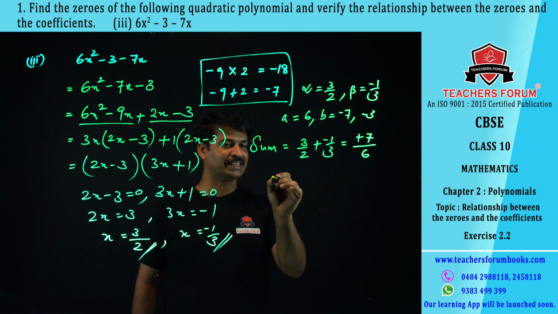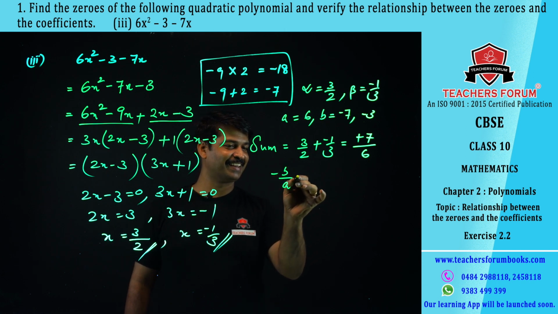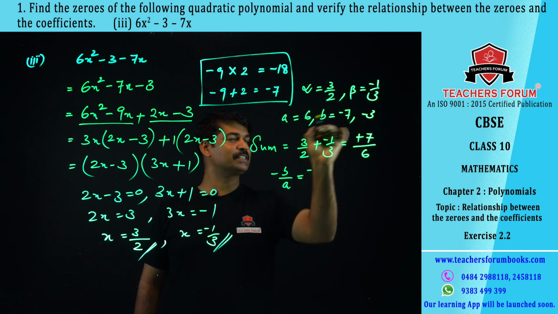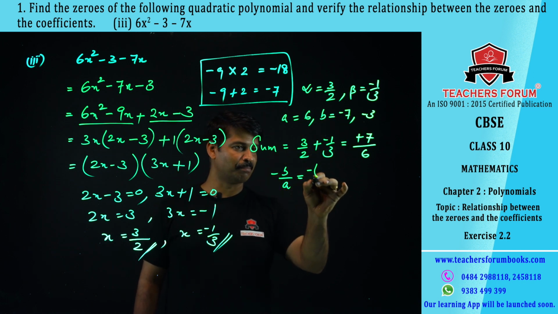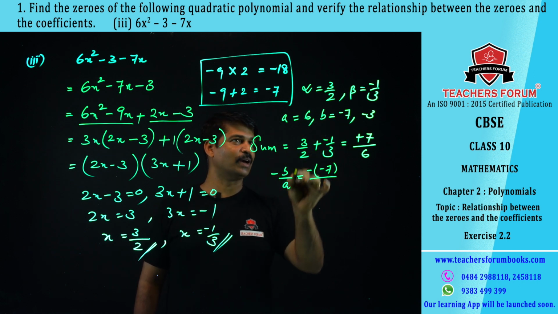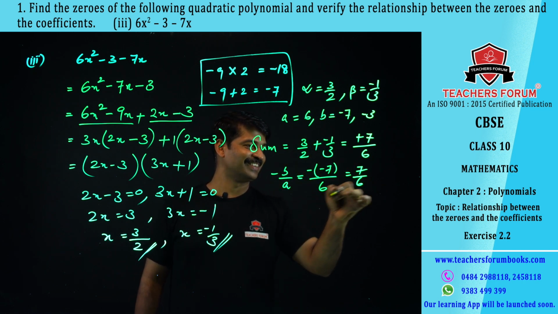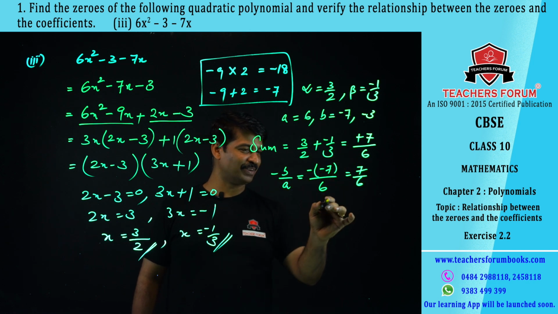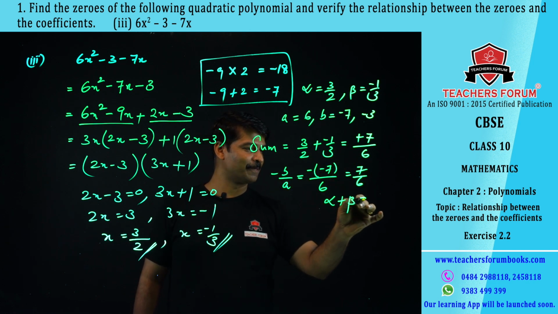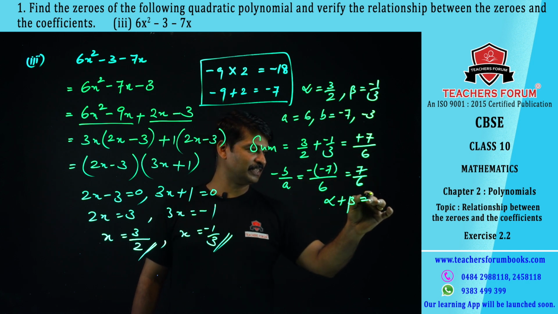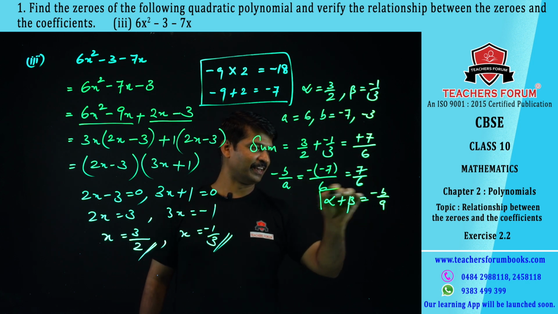Now can you tell me what is minus b by a? Minus b by a is equal to, what is b? b is minus 7. So what is minus b? 7. By a, what is a? a is 6. That is equal to 7 by 6. Now you know what the sum of zeros is? Alpha plus beta. Both are the same. So alpha plus beta is equal to minus b by a.